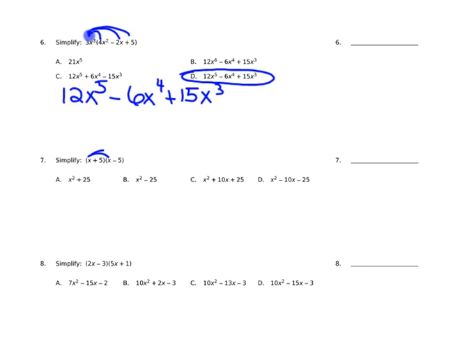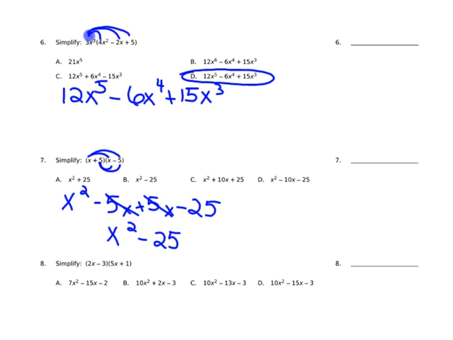Multiplying, so this is where I have to do my distributive property twice. So x squared minus 5x, and then I have 5x and minus 25. So my middle terms cancel, negative 5x and positive 5x, so I'm left with x squared minus 25, choice B.